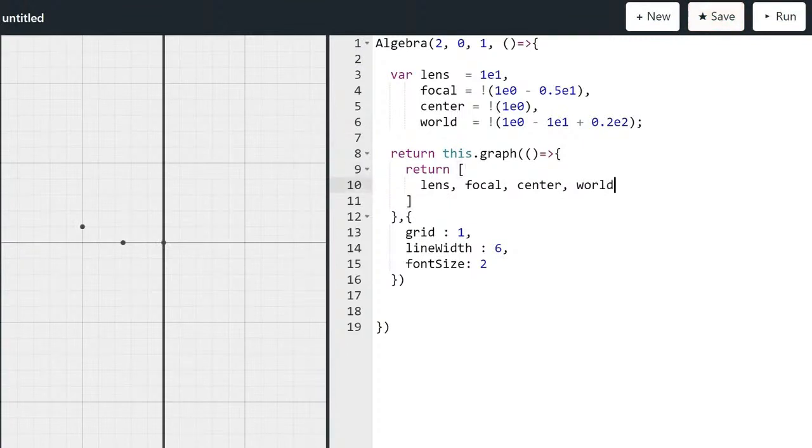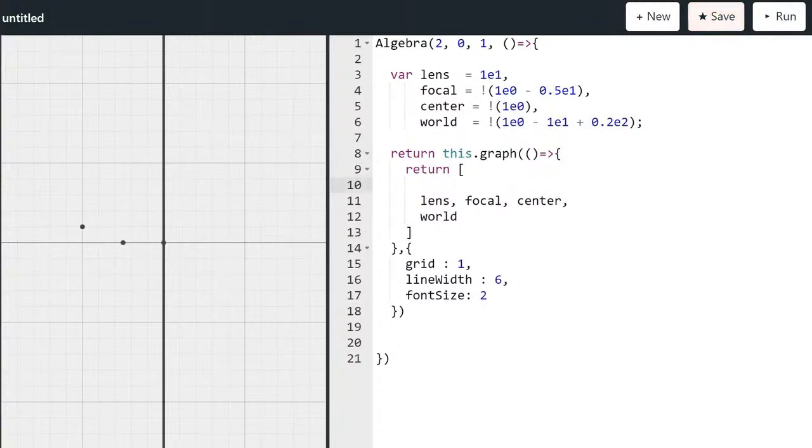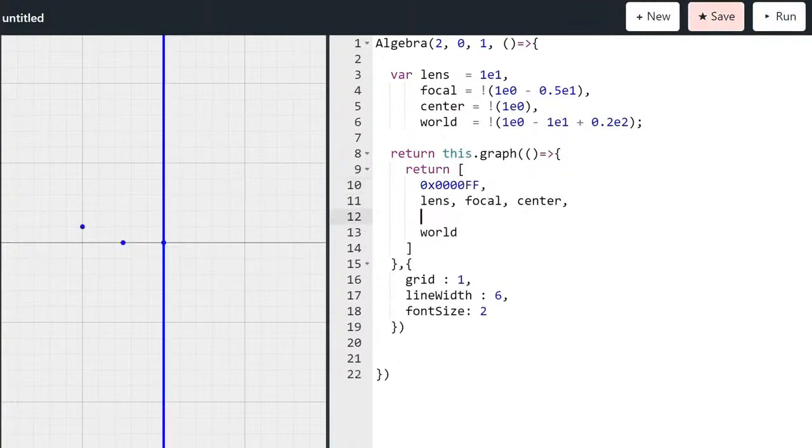Maybe we should set up some colors here. So if we give a hexadecimal number, it'll interpret it as a color. So we can just make these guys blue and then maybe make this guy red. Something like that. And then we should probably add some labels. Let's say the focal is going to be called F and the center is going to be called C.